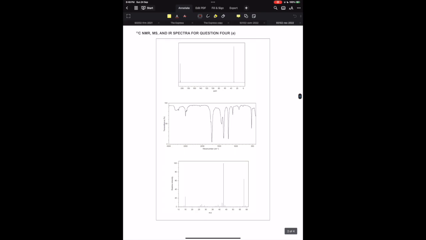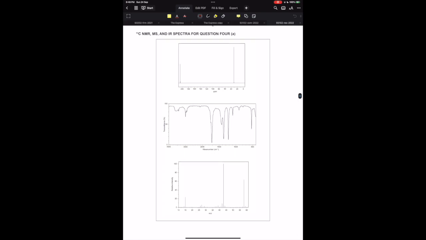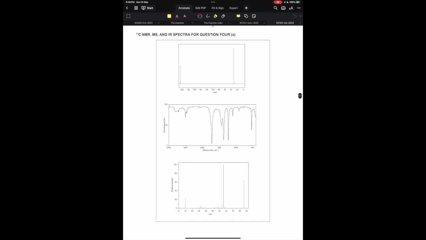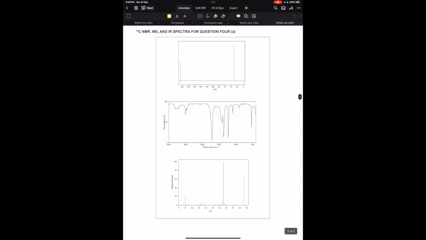So the resource booklet is here, and we have these three spectroscopy data for compound A. We have IR, we have CNMR, and we have mass spectrum. The first thing you should do, because you have no information about what compound A is whatsoever, is try to figure out a potential molecular formula. Obviously, it's not possible to figure out a molecular formula from any of these, but it's possible to approximate it using the molar mass of the molecule, and that's given by the mass spectrum.